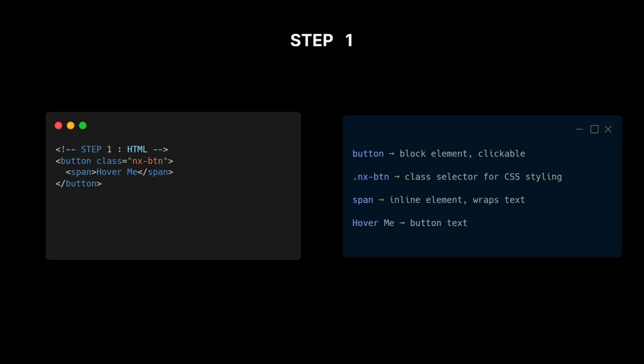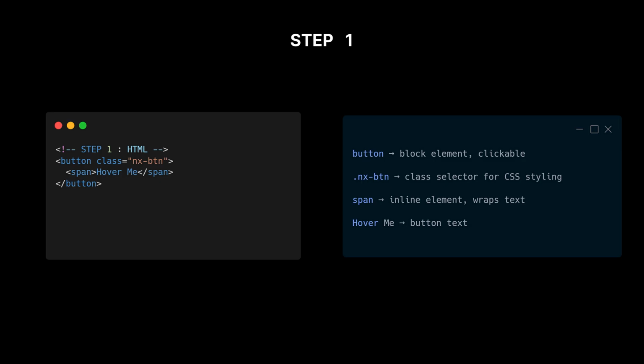Alright, now that you've seen the final result, let's break down how this button is actually built. This is step 1, where we focus only on the HTML structure. On the left side, you can see the actual HTML code. We are using the button element, which is a clickable block level element in HTML. The button has a class called NXBTN.